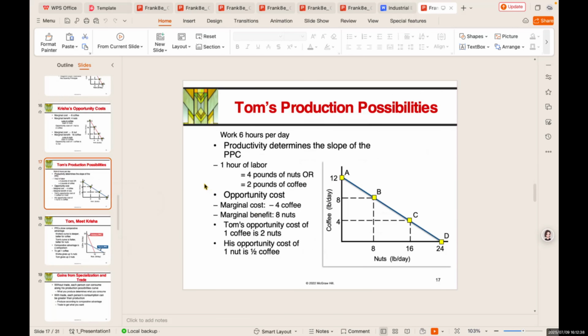Because of different attributes of different workers, everyone has their own production possibilities curve. Here is the other worker's production possibility curve. And you can pause the video and calculate the opportunity cost of this worker and see whether the answers are the same as the slide.